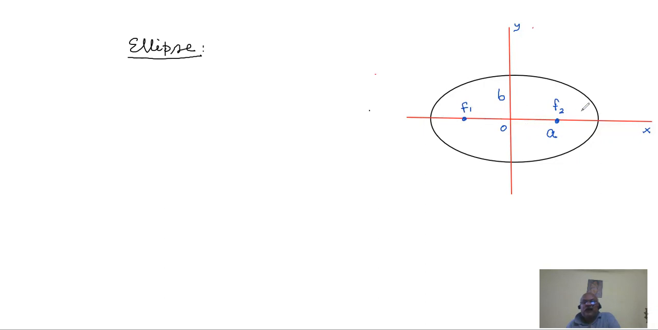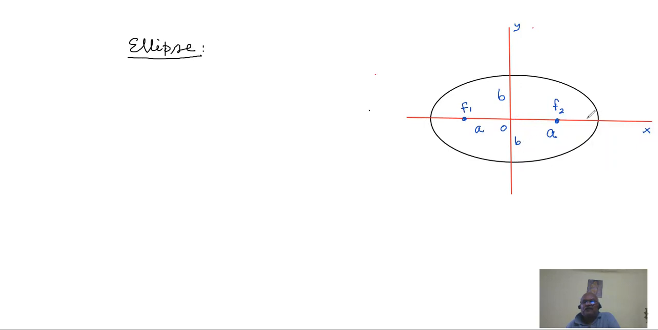If this is A, from origin to this end, this will be A. If this vertical part is B, then that will be B. These are not named as diameters. They are known as axes. This axis is known as the major axis because that's a bigger one, and this axis is known as the minor axis.